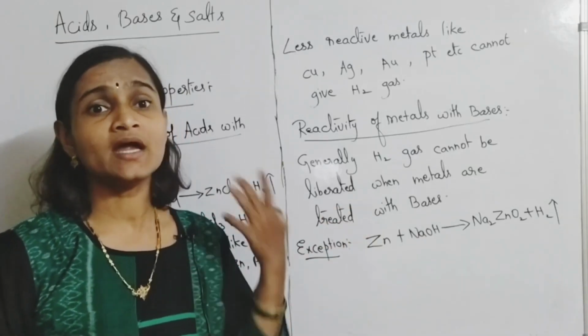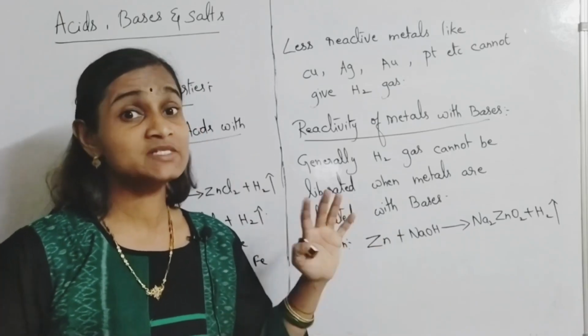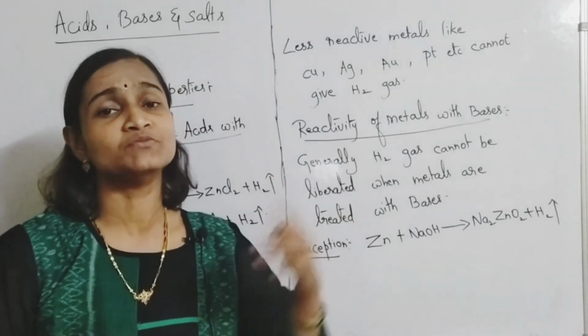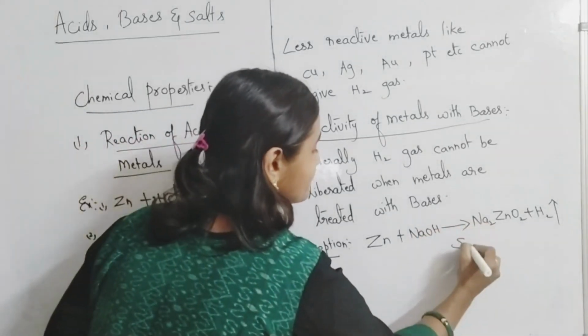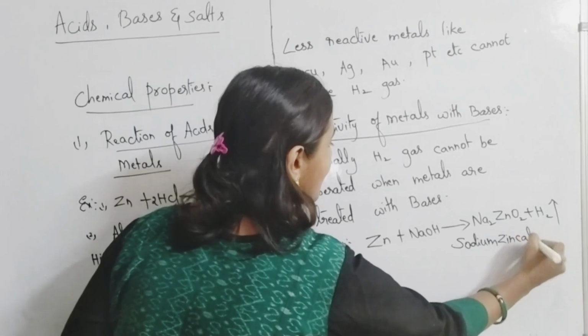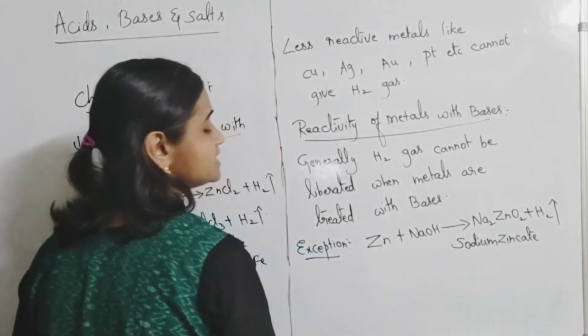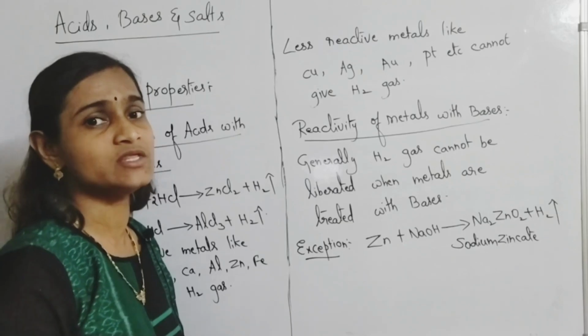Please understand the point and remember this point. Questions may be asked from such areas only, where you have to focus more. Okay, so it forms what? Sodium zincate. And this sodium zincate is actually amphoteric in nature. Zinc oxide is amphoteric in nature.